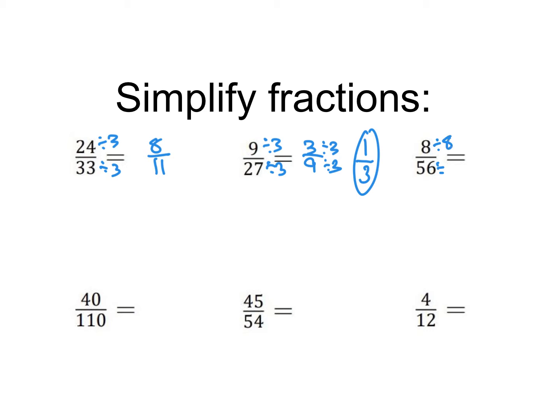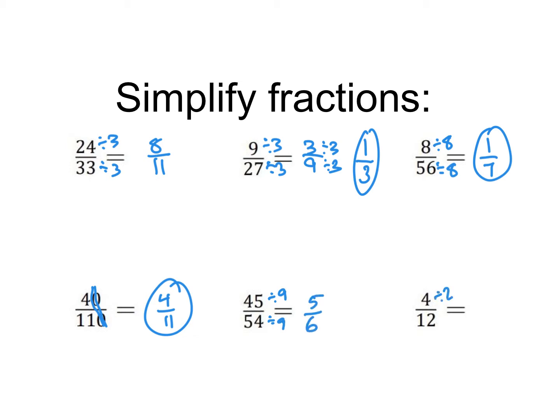Since I noticed the 8, I'm going to divide by 8. 8 divided by 8 is 1. 56 divided by 8 is 7. 40 over 110, I notice they both end with 0, which means I can divide them both by 10. And I get 4 out of 11, and that's in simplest form. 45 over 54, if I divide them both by 9, I get 5/6 and 4/12.